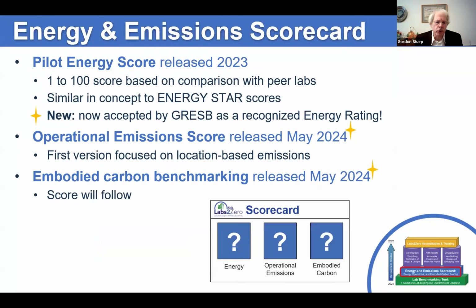So the next part of the program is the scorecard, the energy and emissions scorecard. We just released a pilot energy score back in October of last year. Again, a 1 to 100 score, similar to what you'd see for an Energy Star score, basically the same methodology of a percentile-based score. And again, you can now see how your lab performs compared to peer labs with a number. So you can see whether you're in the 80th percentile, or you're better than 80% of the labs out there, or you're average at 50%, et cetera.